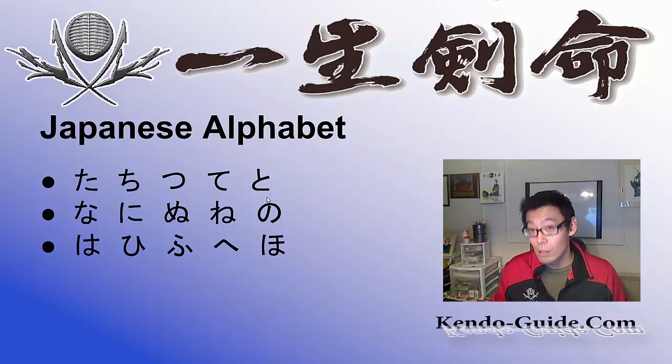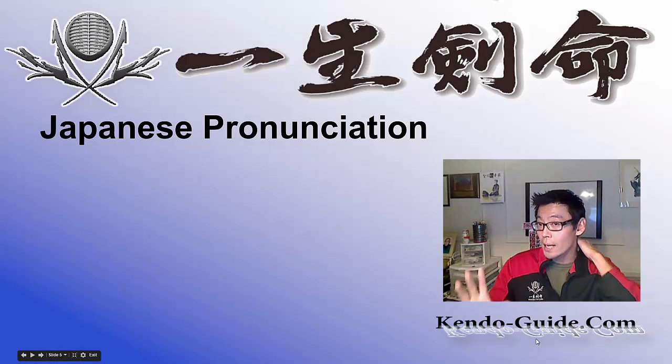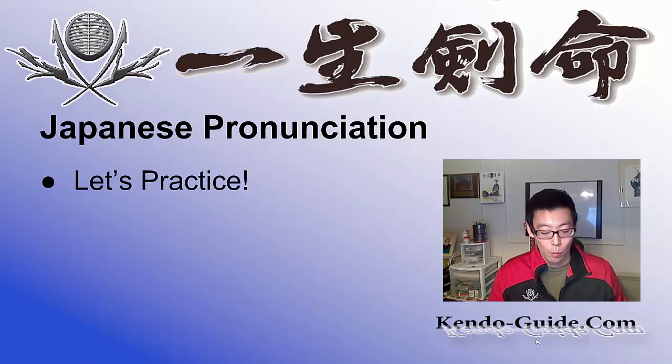Now from ta, chi, tsu, te, to, repeat it after me. Ta, chi, tsu, te, to. Na, ni, nu, ne, no. Ha, hi, hu, he, ho. Easy? You want to do it fast? たちつてとなにぬねのはひふへほ. Alright? Make sure if you have access to the chat, please use that. It will be very helpful.